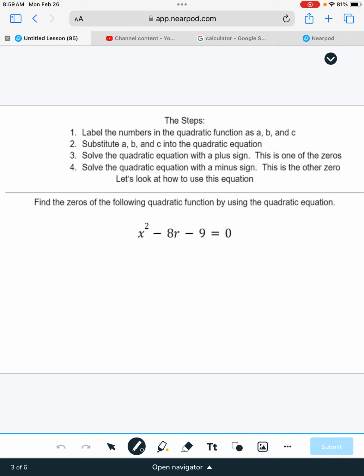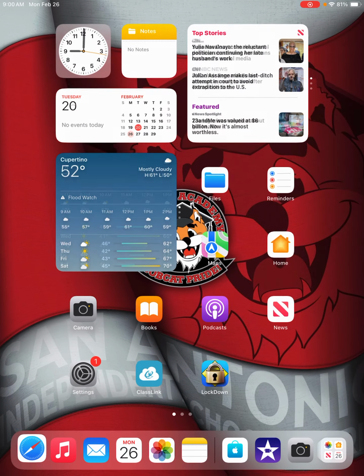Substitute a, b, and c into the quadratic equation. Solve the quadratic equation with a plus sign, that's one of the zeros. Solve it with a minus sign, that's the other zero. That's where that plus or minus comes in. Last but not least, you're going to end up actually writing this as a set of parentheses, and those are going to be your zeros. Let's go ahead and solve it.